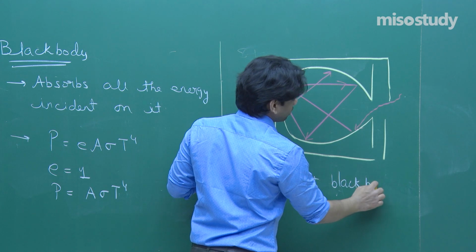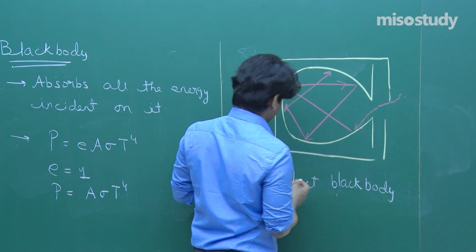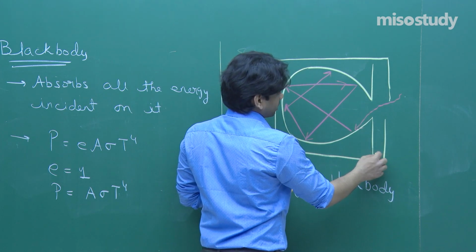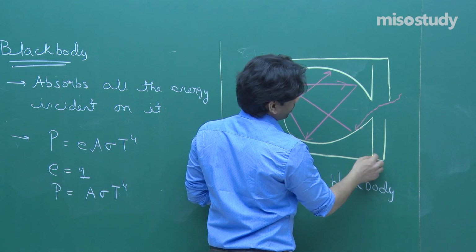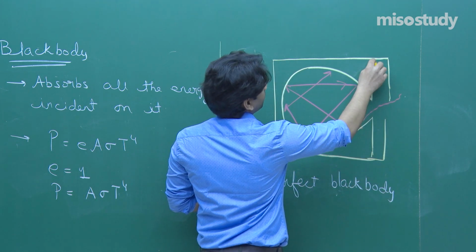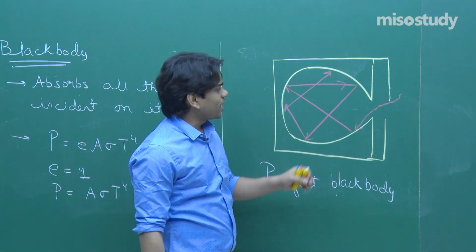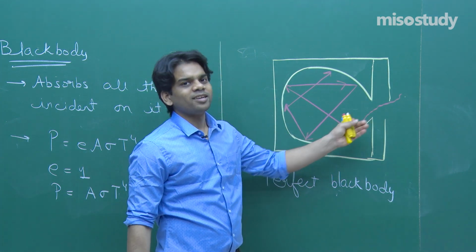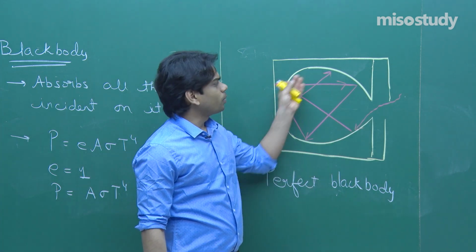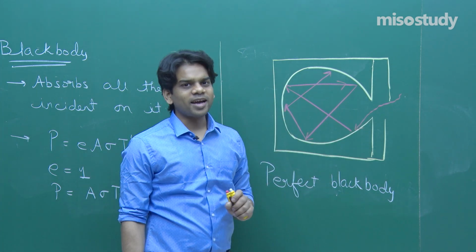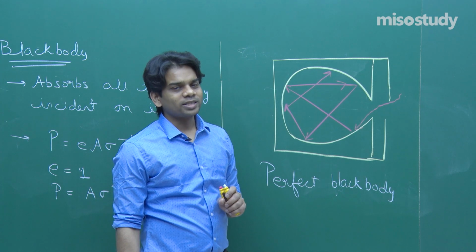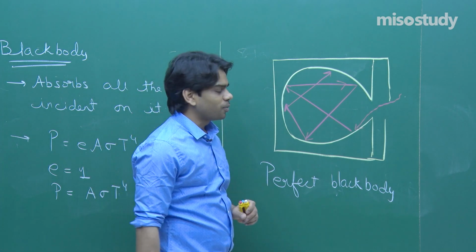That is, you construct an arrangement and you see how it can be made. This is how we have made a perfect black body, because we find that through this narrow opening, whatever light energy comes in, through multiple reflections it will remain inside and will not be able to escape outside. So this is how we can make a perfect black body.